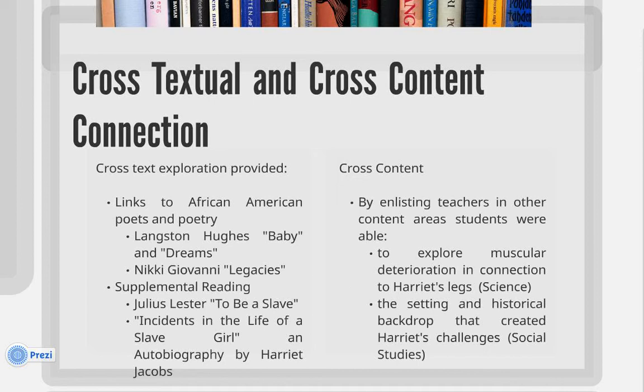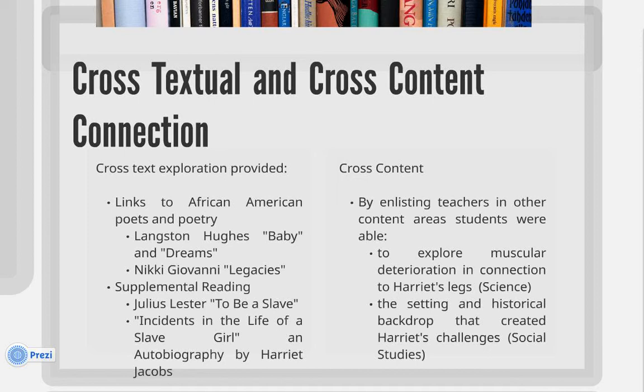Cross-text exploration was provided within the classroom by Josephs. She did several things. She found poetry from several African American poets whose poetry connected to the reading. For instance, Langston Hughes wrote Baby, which was a great way for Josephs to have a mini lesson on diction and discuss the way that Harriet shared her concern for her brother.